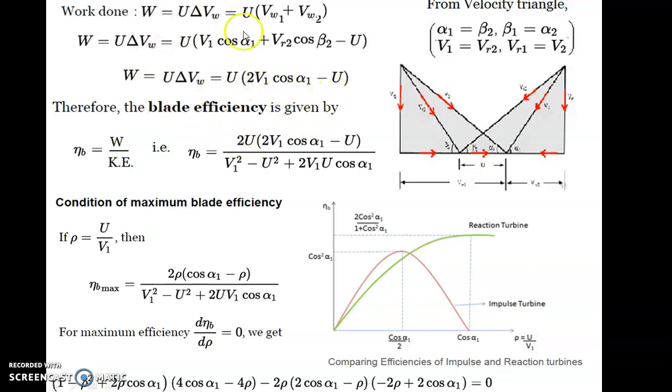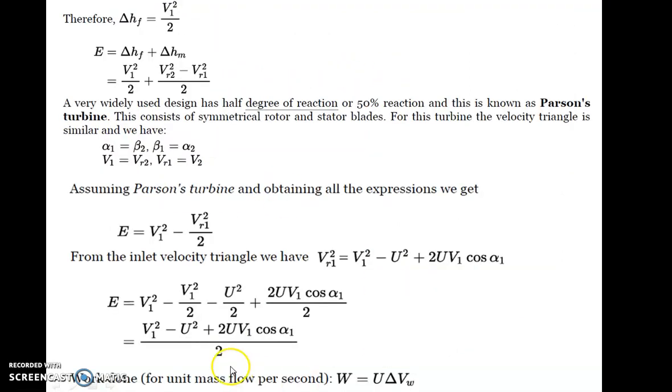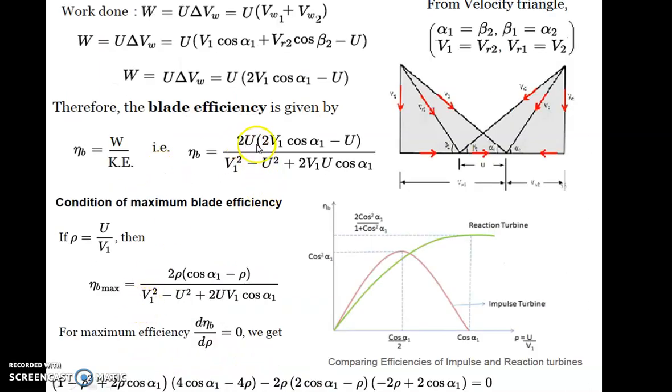If you put the value of W and the kinetic energy supplied, W is this term and kinetic energy supplied is this term. So the 2 will come upside, and it becomes 2 times U into bracket 2 V1 cos alpha 1 minus U upon V1 squared minus U1 squared plus 2 times V1 U cos alpha 1. This is the expression for the blade efficiency.